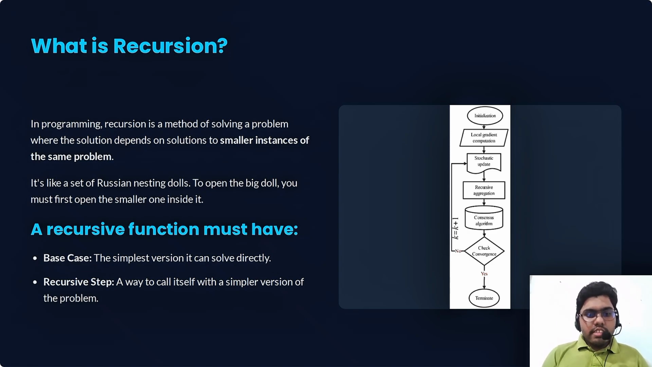Every recursive function has two key parts. First, a base case. This is the simplest, smallest version of the problem that you can solve directly. It's the solid doll that stops the process. Second, the recursive step. This is where the function calls itself but with a slightly smaller or simpler input. This is like opening the bigger doll to find the smaller one.